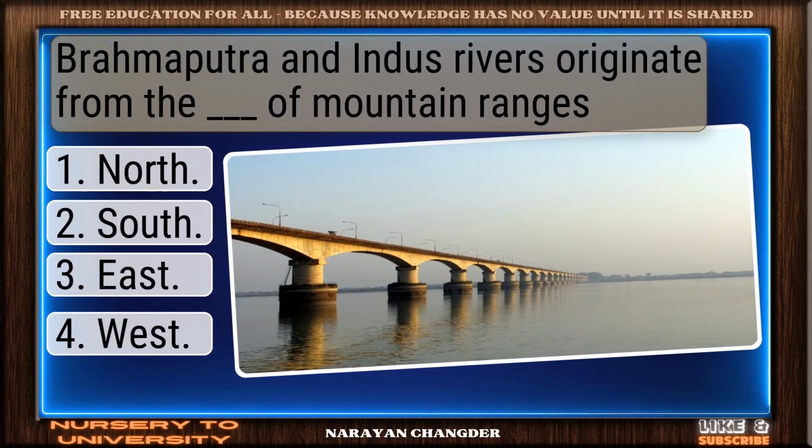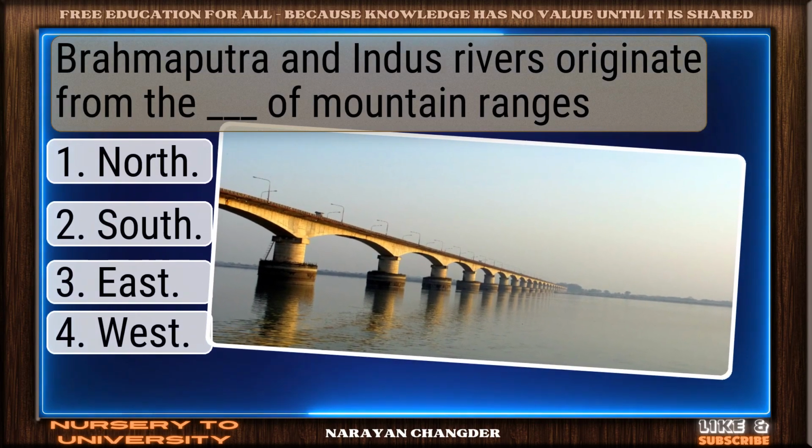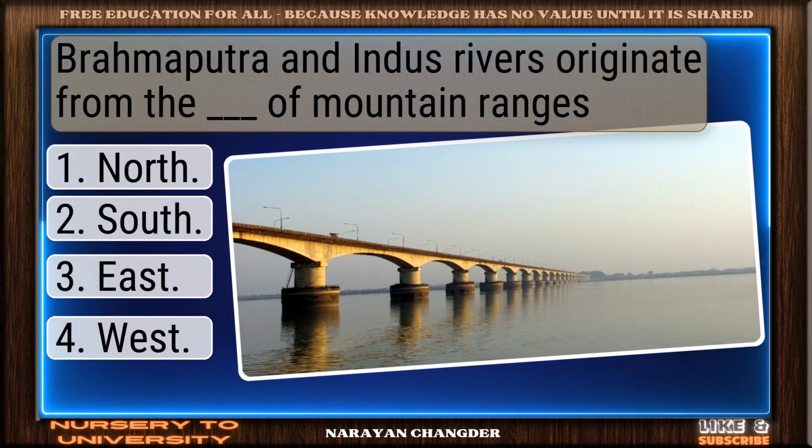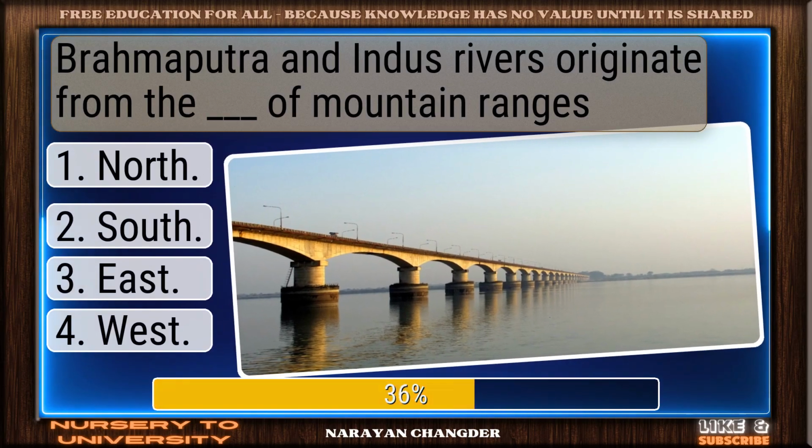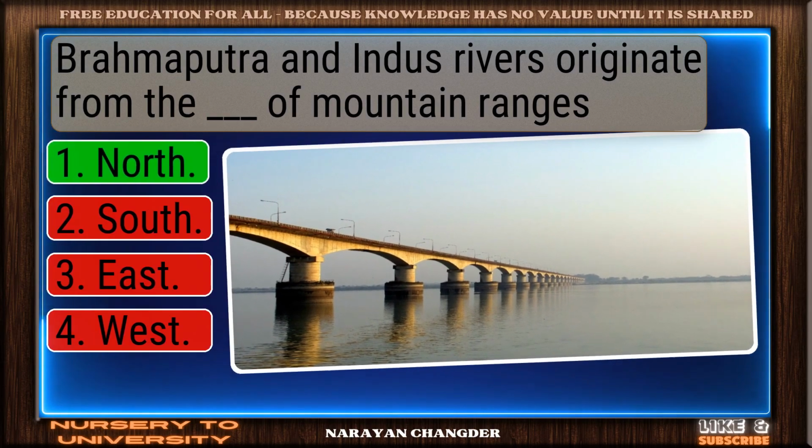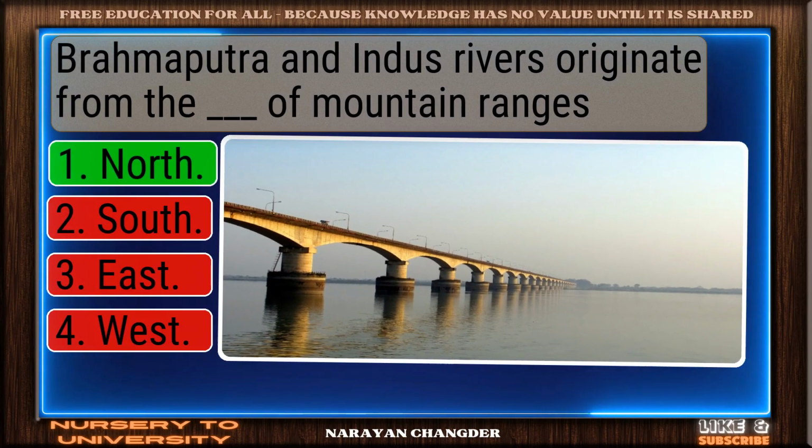Question number 7. Brahmaputra and Indus rivers originate from the dash of mountain ranges. Valid point. North is true.